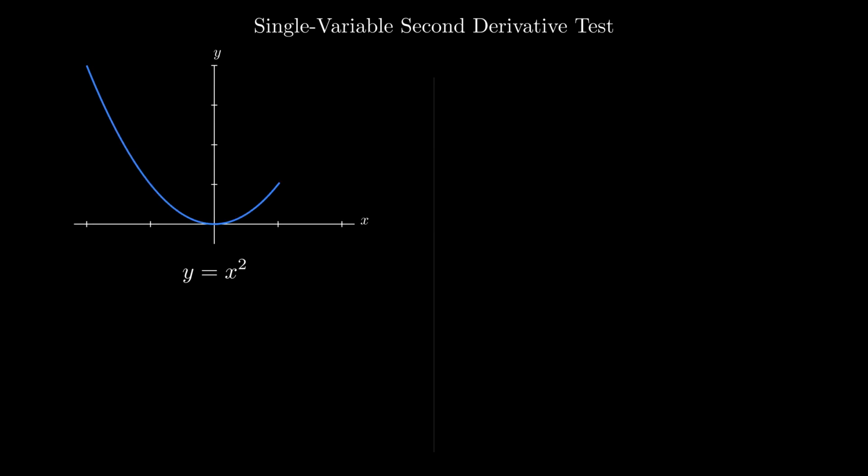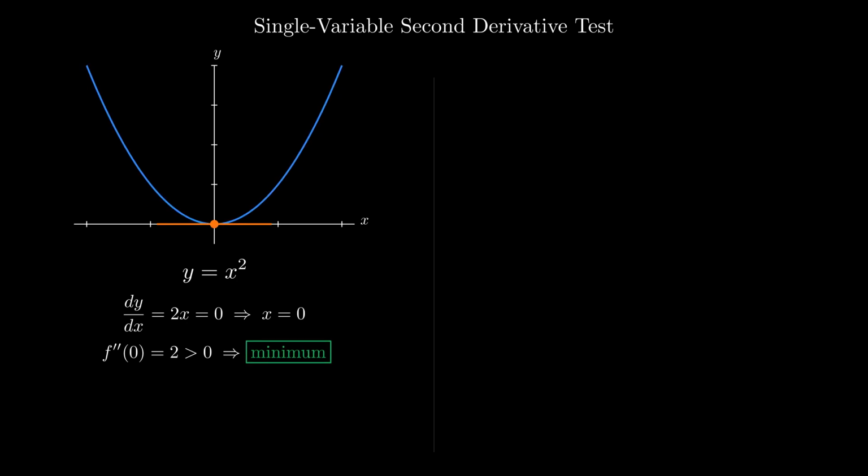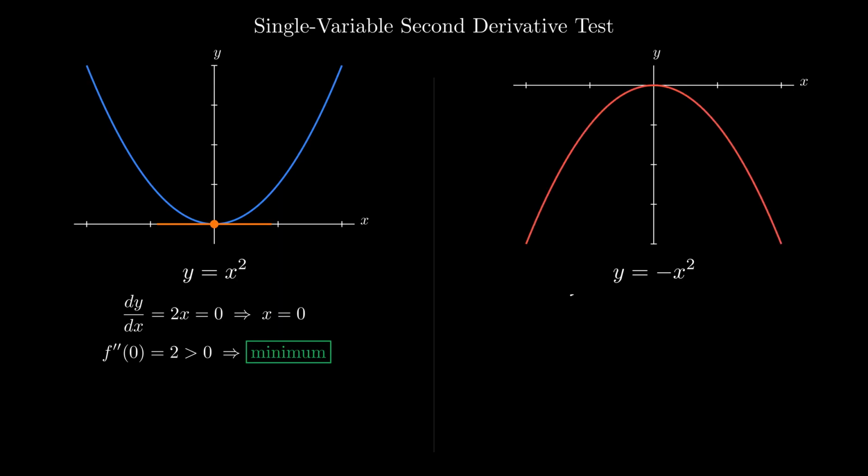Let's start with what you already know from single variable calculus. Take y equals x squared. Its first derivative is 2x, which vanishes at 0, marking a critical point. The second derivative is 2, a positive number, so the curve bends upward. That's a minimum, a bowl shape. Now flip the sign. For y equals negative x squared, the second derivative is negative 2, so the curve bends downward, giving a maximum, a hill shape.